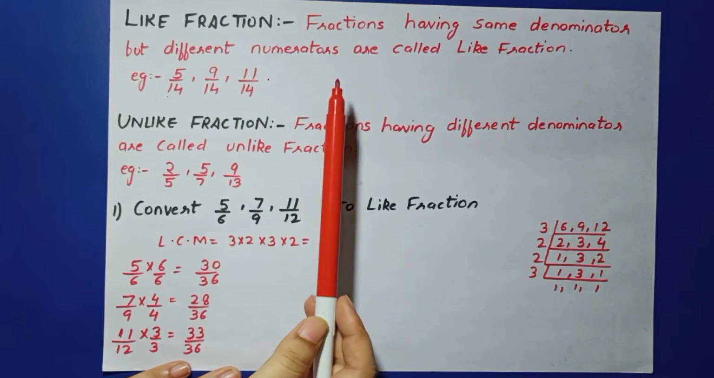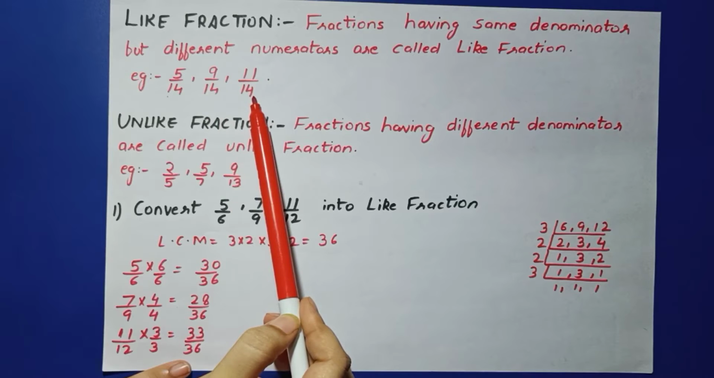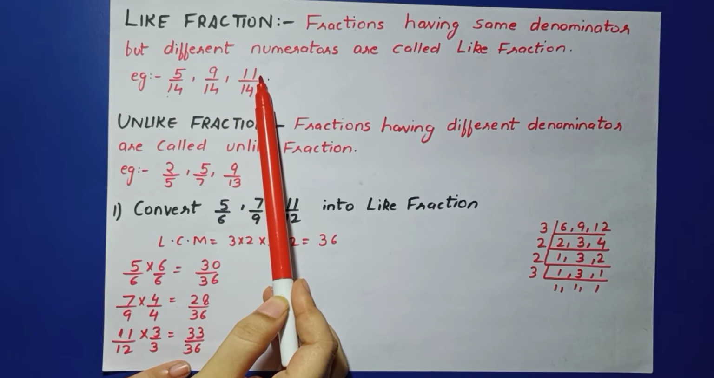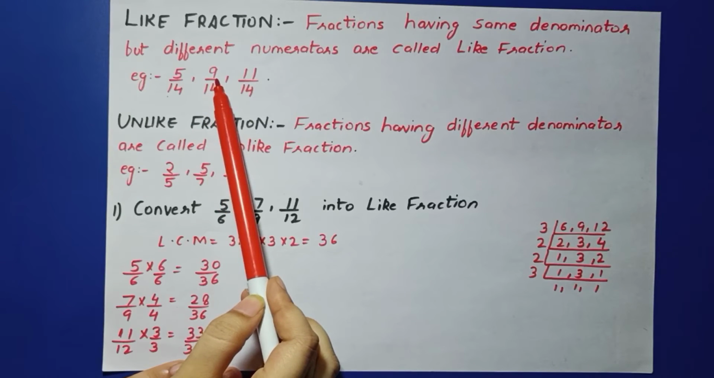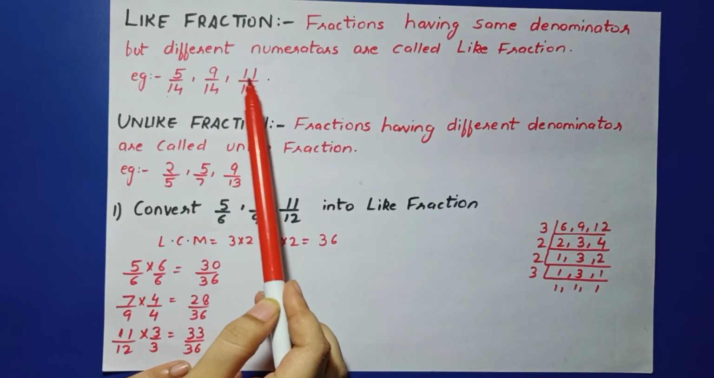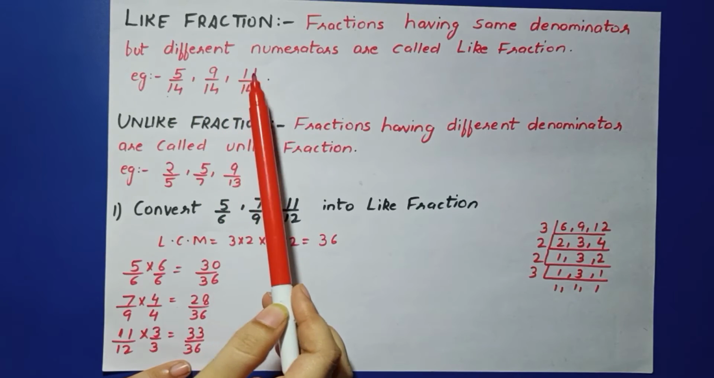What are the advantages of like fractions? Like fractions are easier to compare, which means if the denominators are same, only numerators remain. So we can easily say that 5 upon 14 is less than 9 upon 14 and 9 upon 14 is less than 11 upon 14. We only have to see the numerators.